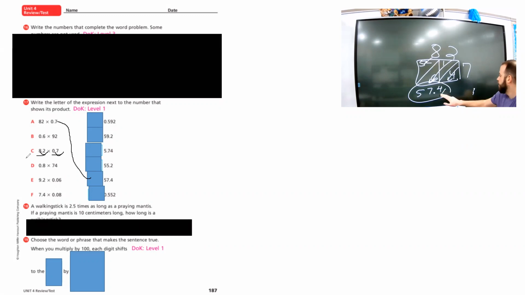So I will take my ink and mark 57.4, like this. Are there any 82.7? Yeah, there's one right here. So the same digits, we already know the answer. The difference here is the decimal's going to move over twice. So then you do 82 times 7, and then the decimal's going to move back twice. So that answer is 5.74.